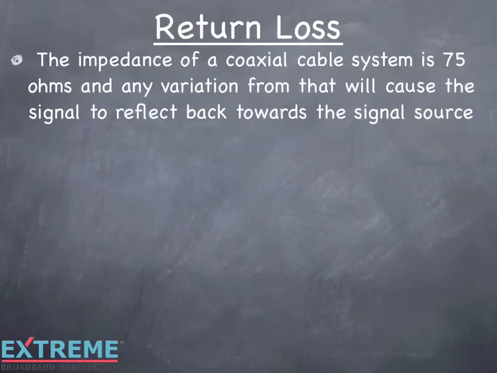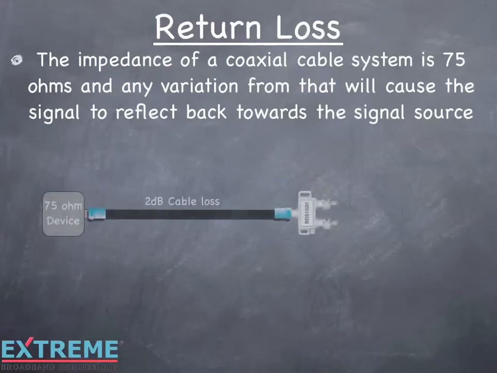The impedance of a coaxial cable system is 75 ohms, and any variation from that will cause the signal to reflect back towards the signal source. Let's take a look at what happens to the reflected signal. In this example, we have a 75 ohm device connected to a two-way splitter through a length of coaxial cable that loses 2 dB.